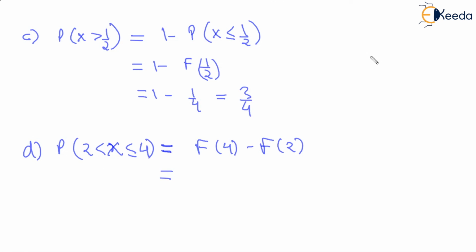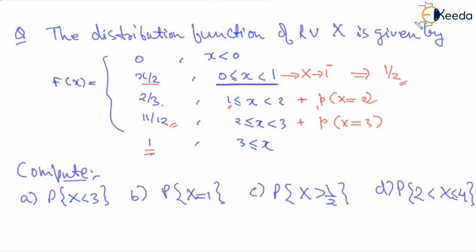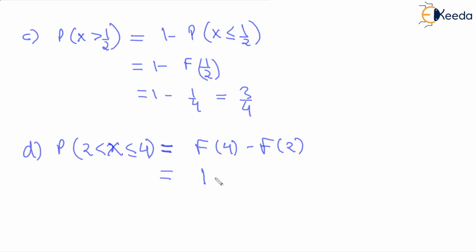For any value x greater than equal to 3, f of x is 1, and f of 2 is 11 by 12. This is f less than 2, so we have to count f of 2. F of 2 is 11 by 12. So we'll write minus 11 by 12, which is 1 by 12.